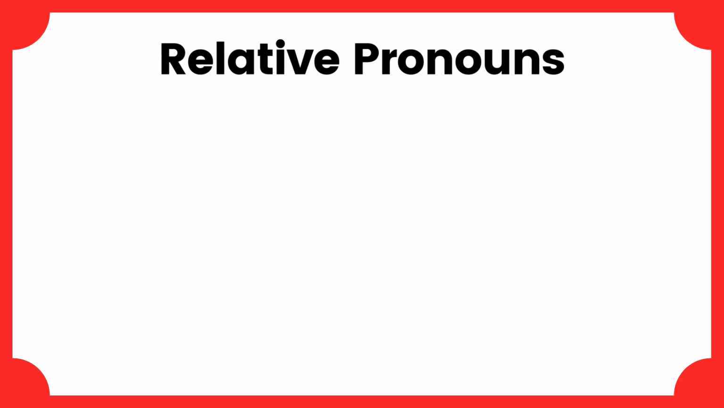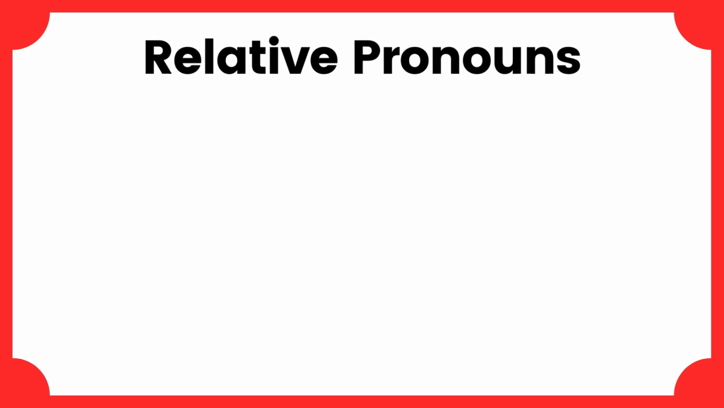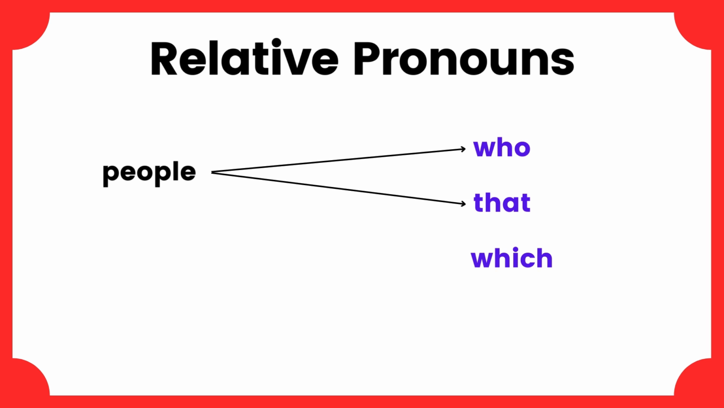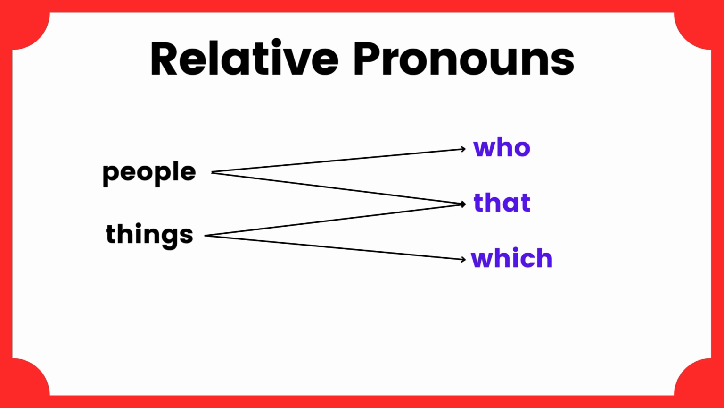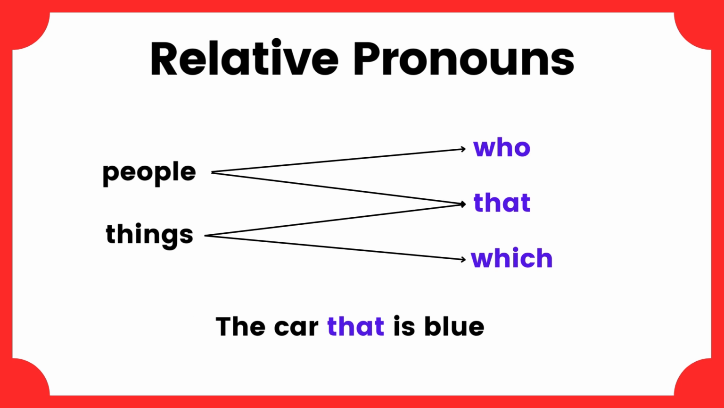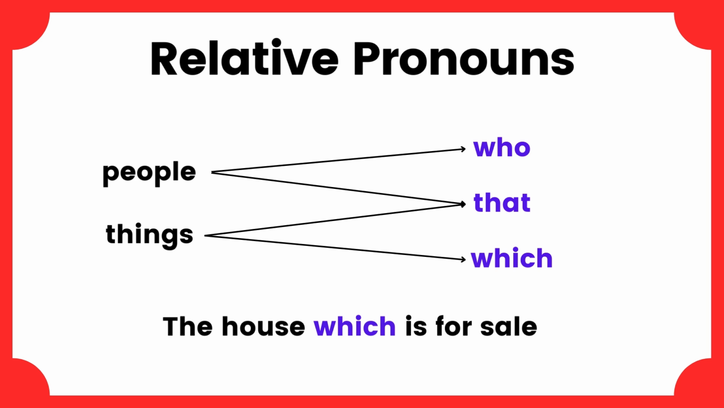Let's talk a little bit about relative pronouns. Restrictive relative clauses start with a relative pronoun. Relative pronouns that restrictive clauses use are who, which, and that. For people, we use who or that, and for things, we can also use that or we can use which. For example, the woman who cooks, the man that plays the piano, the car that is blue, the house which is for sale.